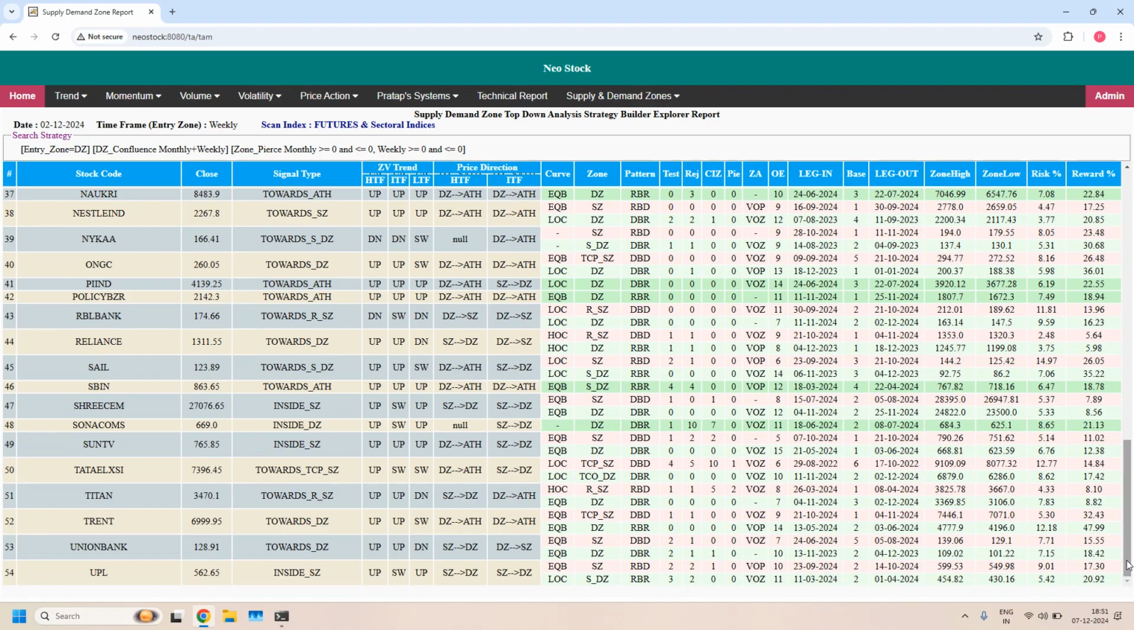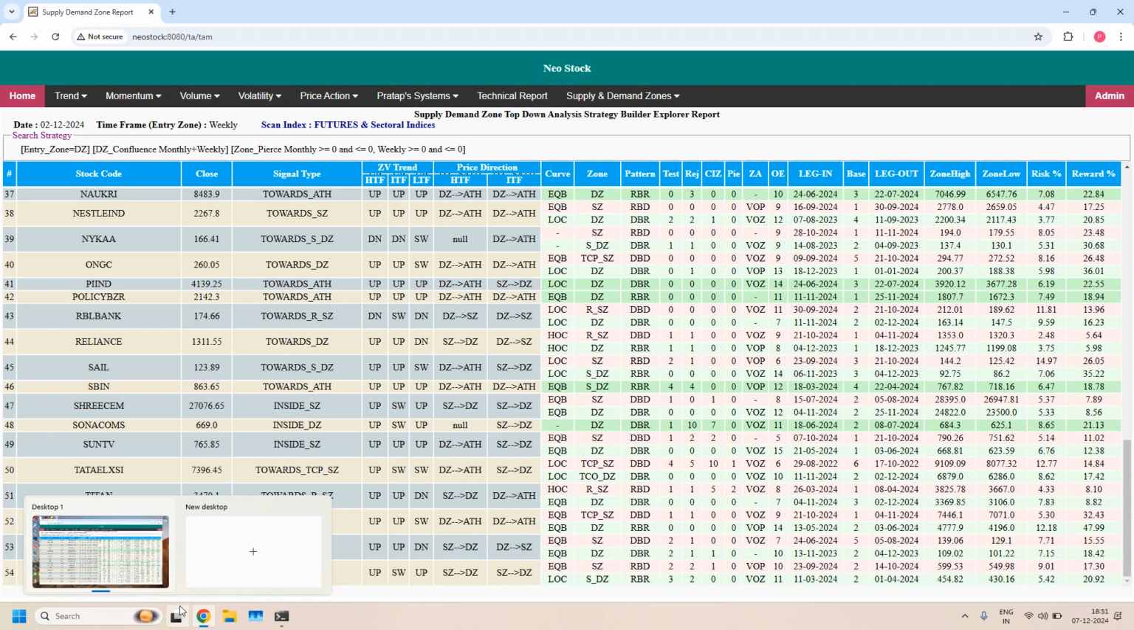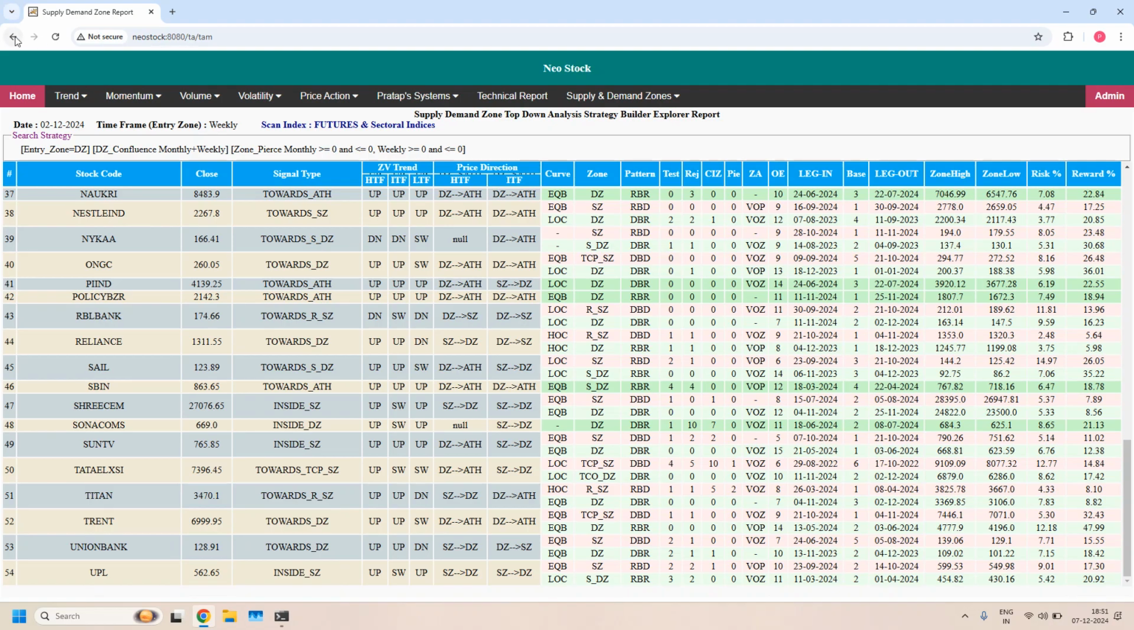That means weekly, monthly and quarterly demand zone. Weekly zone is part of the monthly zone. Monthly zone is part of the quarterly zone. How might these reports be useful, you might ask. The QIT trade setup, quarterly income trade setup: any long-term investors, when they want to plan trades, this kind of information will be useful to them.